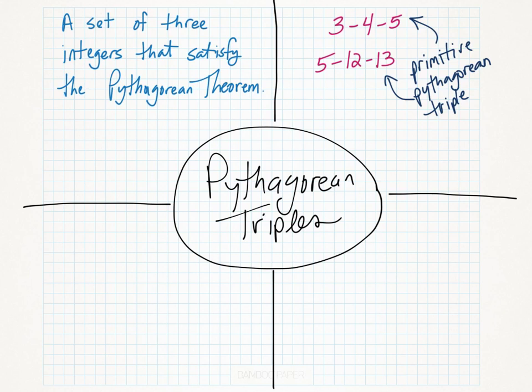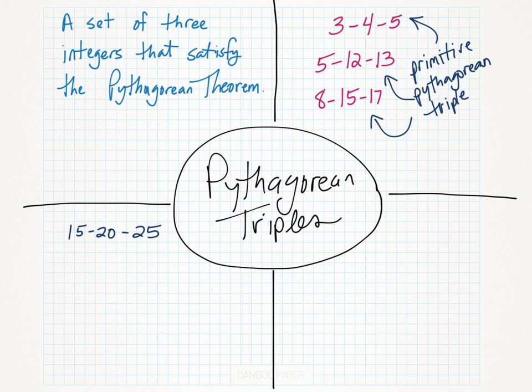5, 12, 13 is another very common primitive Pythagorean triple. And 8, 15, 17 is yet another very common Pythagorean triple. There are other ones beyond this. You can look them up on the internet if you really have a burning desire to find out what they are. But 3, 4, 5, very common. 5, 12, 13, fairly common too. 8, 15, 17. Those are ones that pop up more so than others.